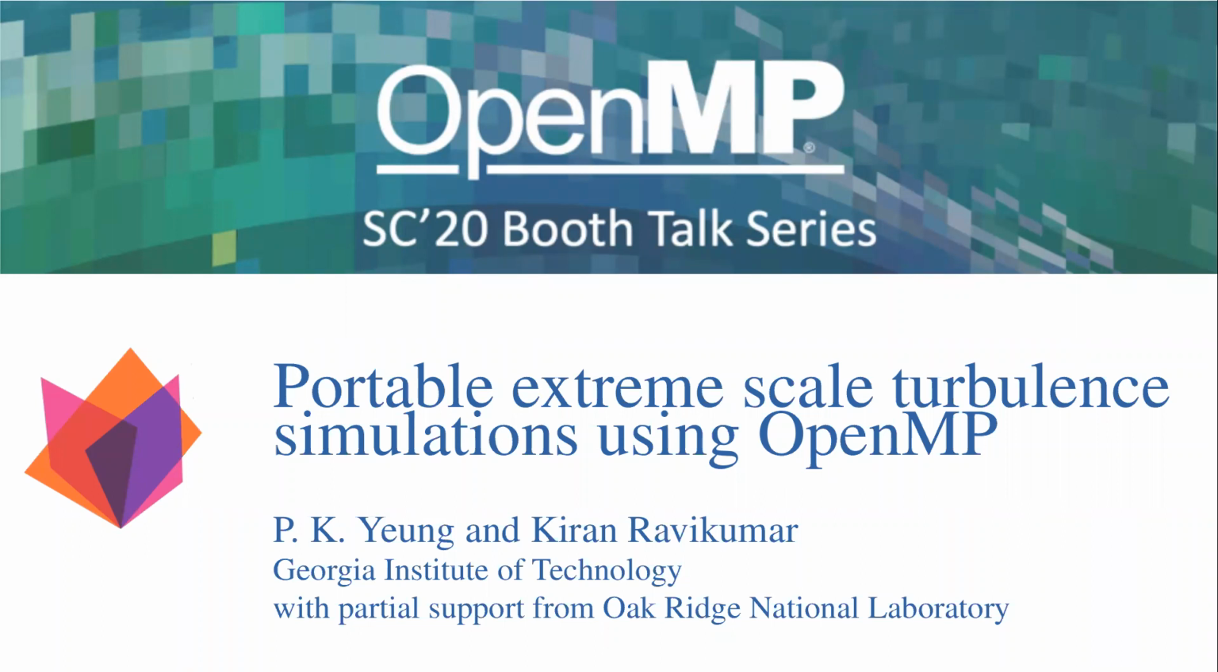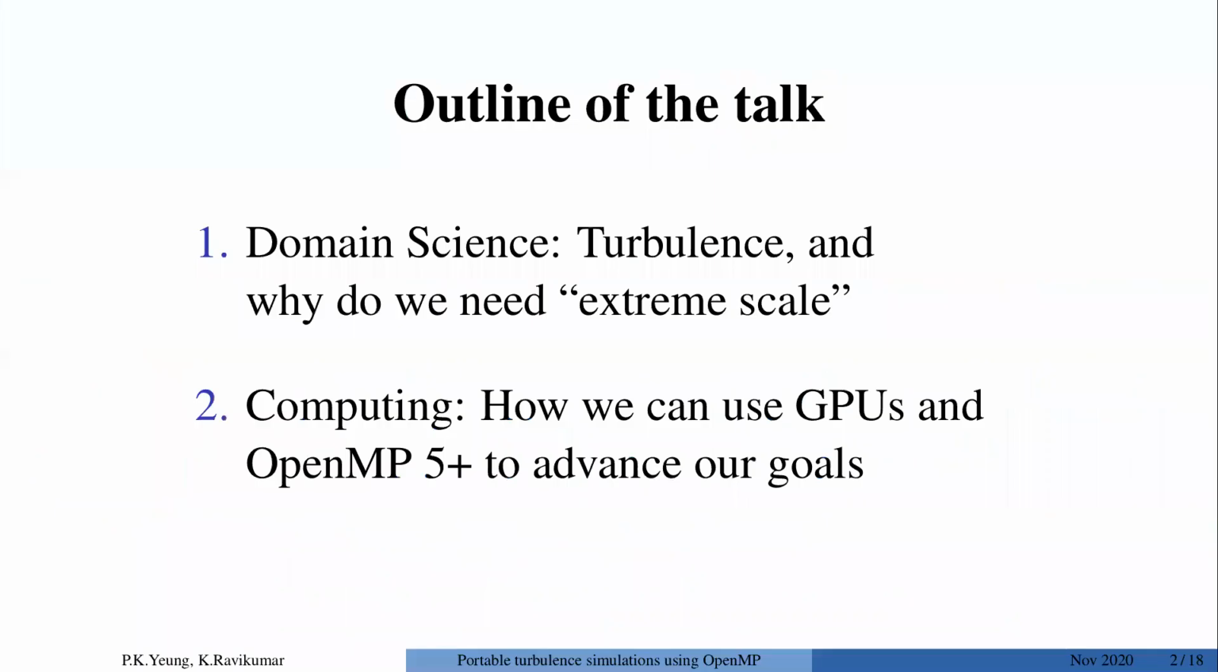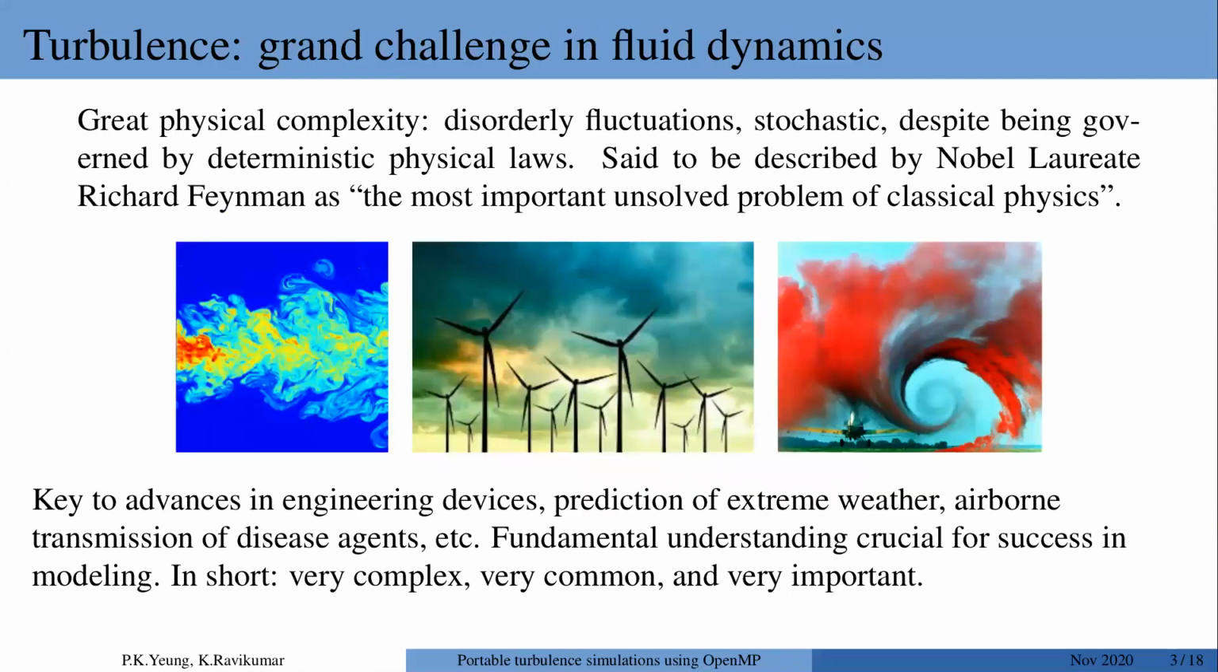Also Oak Ridge National Lab for enabling our work in our science specialty, which is the study of turbulent fluid flows. We would like to perform the largest simulations possible, which we call extreme scale simulation. And of course, we see the potential of OpenMP. But before we get to OpenMP, let me spend the first few minutes on turbulence, a little bit about what this subject is, why we need extreme scale, and then we'll talk about the computing.